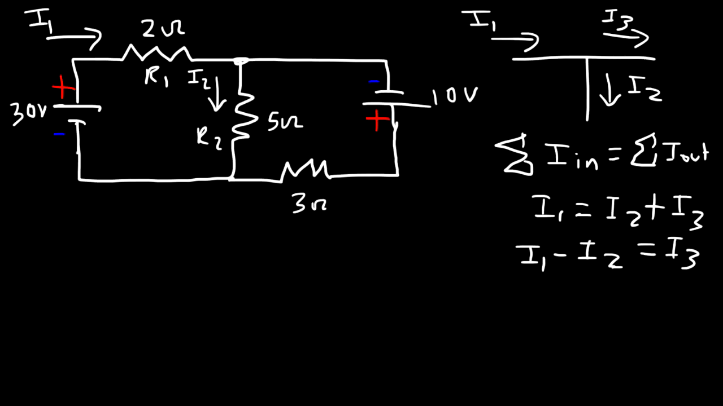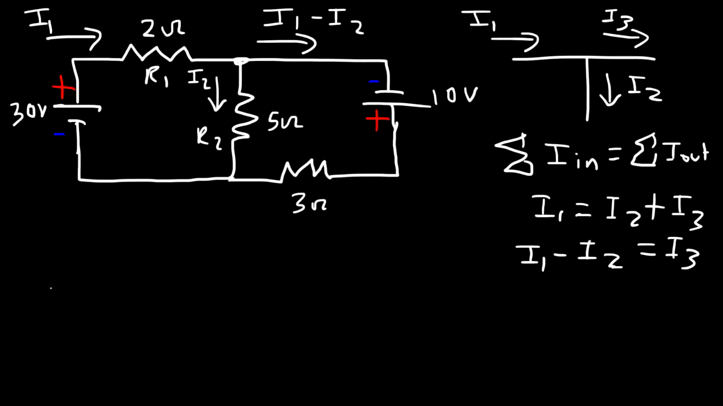Now, why is this important? Instead of writing I3 as the current flowing through this branch, we could express it as I1 minus I2. And so instead of dealing with 3 variables, I1, I2, and I3, we can deal with 2 variables, I1 and I2.